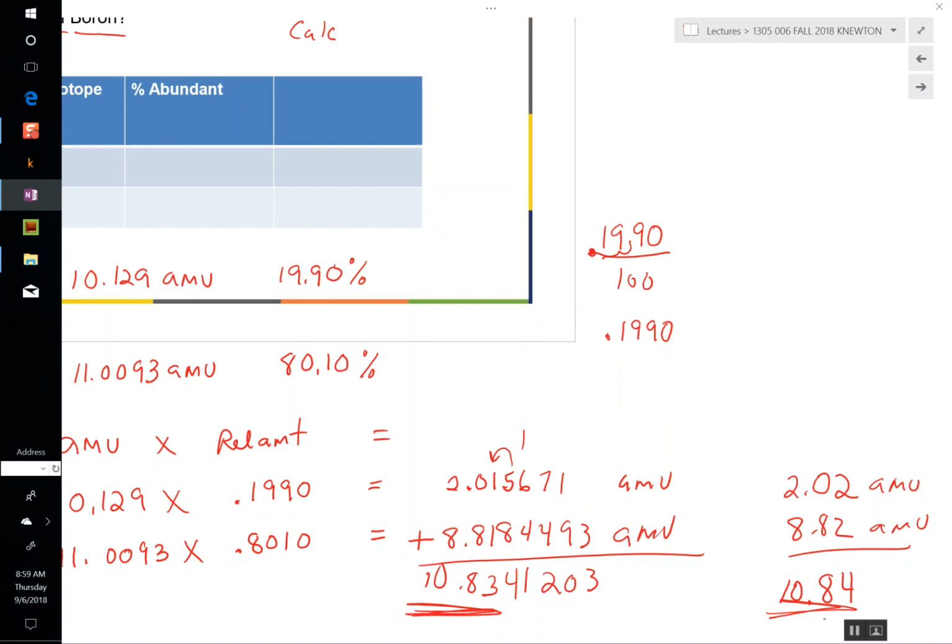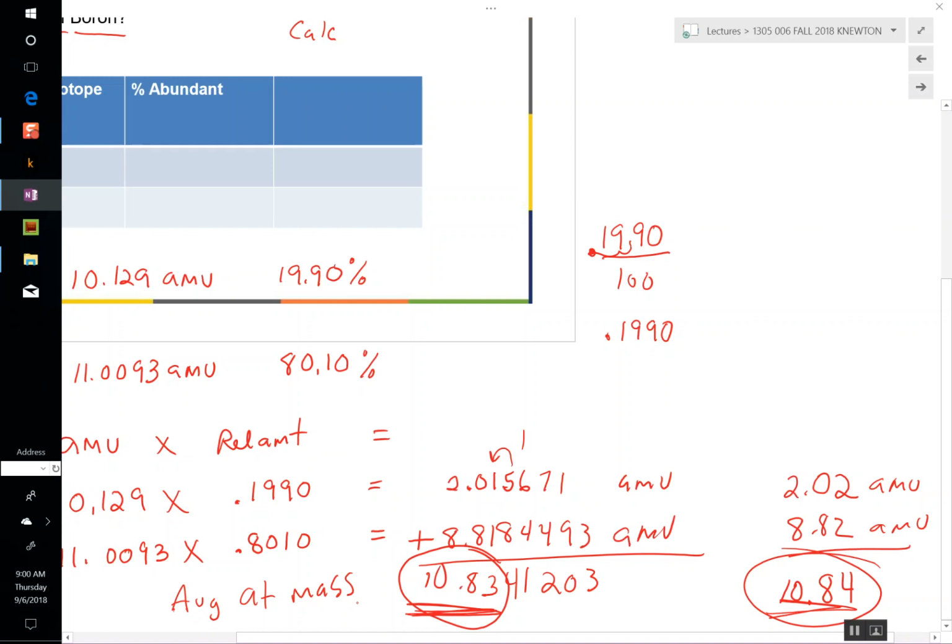Now somehow our periodic table has 10.81, and when you see any discrepancies, it's probably that the official number took into consideration some other isotopes that we didn't have on our list. Or they carried the atomic mass of those individual isotopes out a little bit further. Okay, so I think I would accept that number or that number as the average atomic mass of boron.